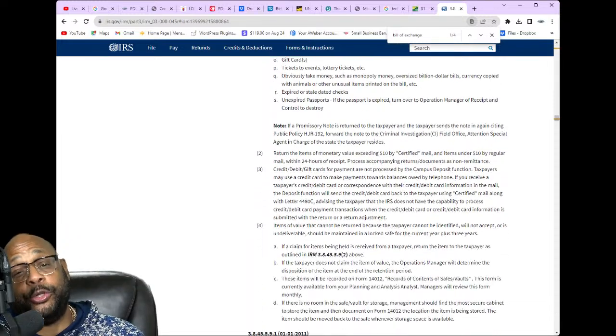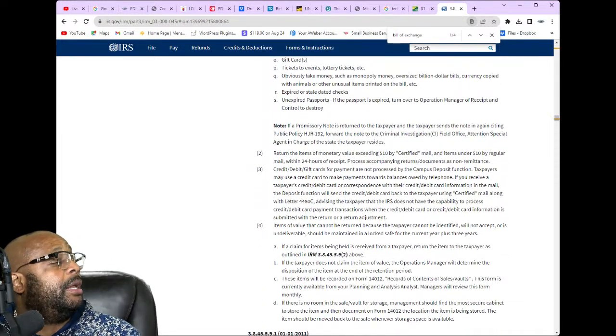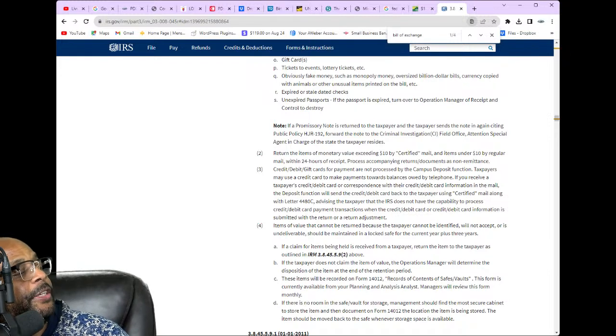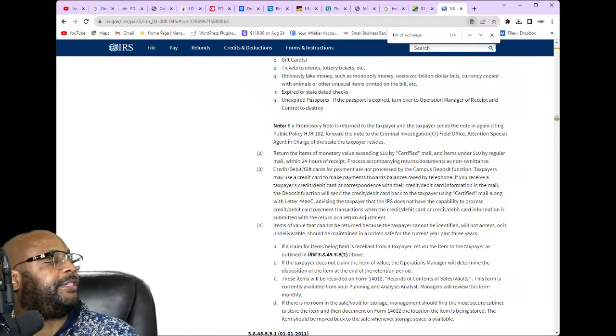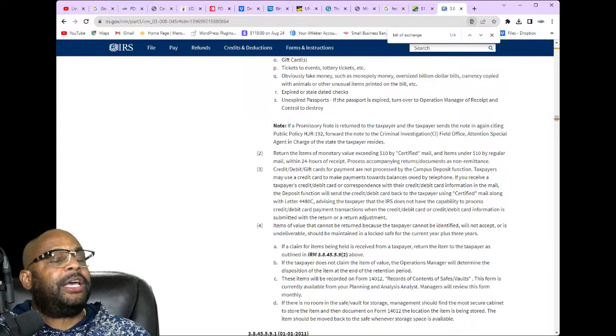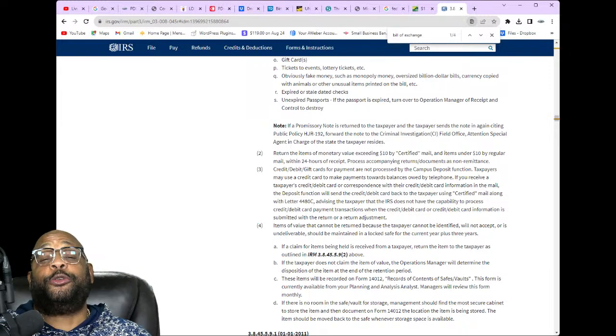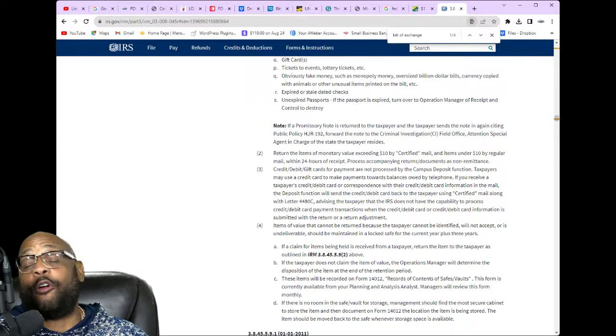Now here's the note to the sovereign community. Note: if a promissory note is returned to the taxpayer and the taxpayer sends the note in again citing public policy ACR 192, forward the note to the criminal investigation field office, attention special agent in charge of the state the taxpayer resides. Okay, I get all of that, because they're going to force you to use a promissory note. A promissory note is a two-party instrument. It doesn't draw off anything.